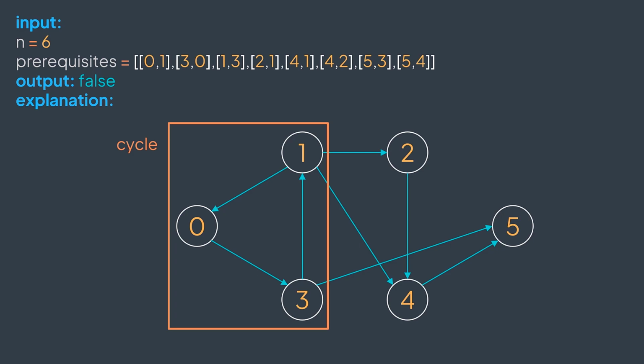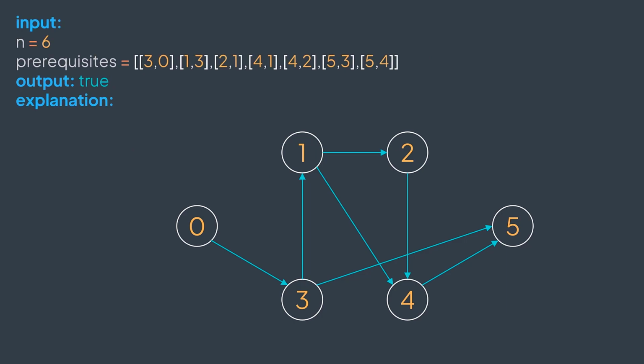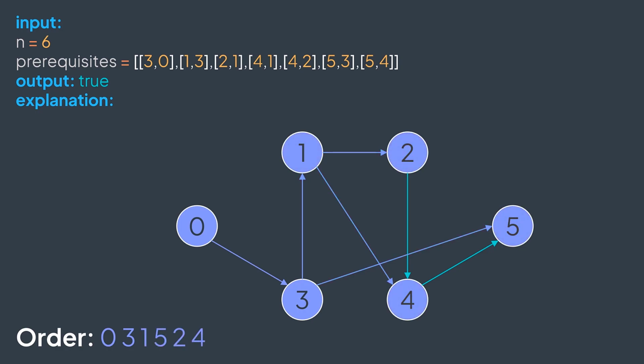Which is impossible. It's like we have a dependency cycle. This is why we cannot finish all the courses. We return false. But with this input, the output is true. We can take course 0, then course 3, then course 1, then course 5, then course 2, then course 4. Each course will have its prerequisite satisfied when taking it.